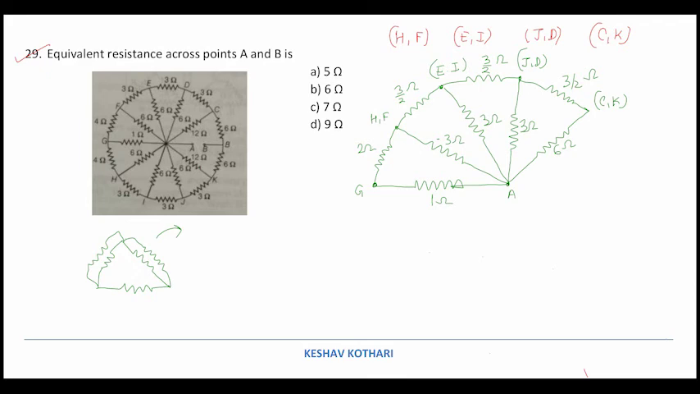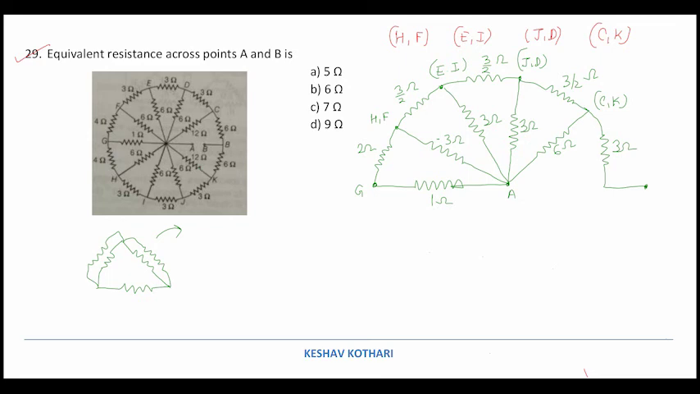Now from C to B or K to B, the two 6 ohm resistors can be drawn as 3 ohm. So this is how our effective circuit is going to look after considering all the aspects. Now we start solving it.